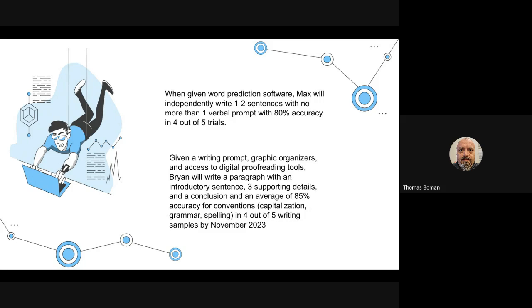Are you talking like AAC, or are you talking like assistive tech, like reading, writing?